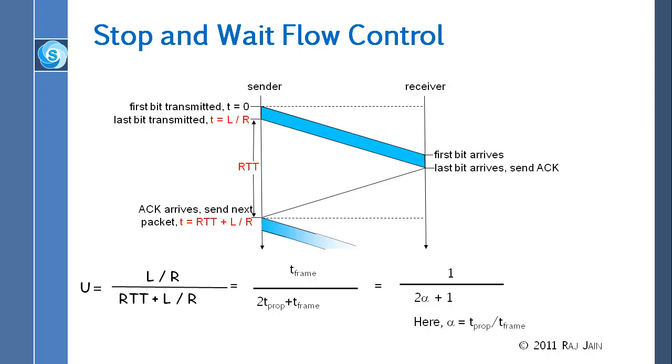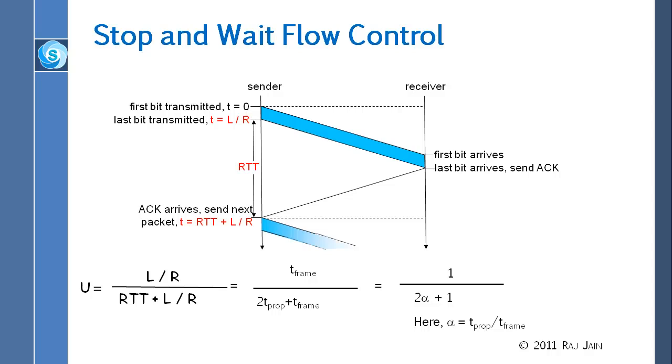Used time is L upon R, so that is the utilization or efficiency. This is also called T frame time, and this is called prop time. So it is 2 times the prop time plus the T frame time. If you divide both the numerator and denominator by the T frame, this is 1 upon 2 alpha plus 1, where alpha is the ratio of prop to frame time. So U is equal to 1 upon 2 alpha plus 1.